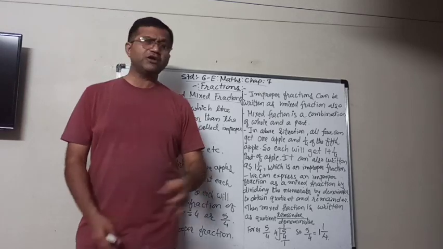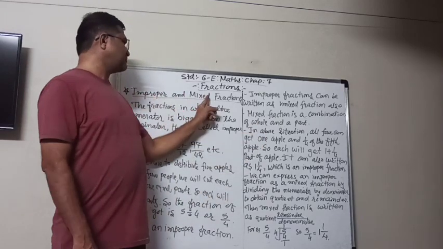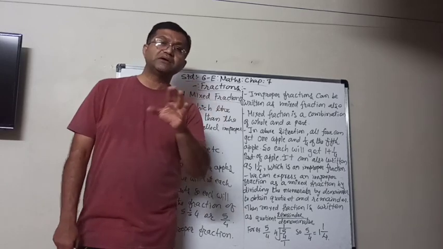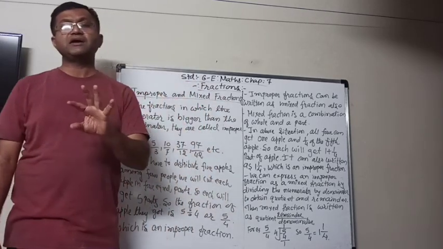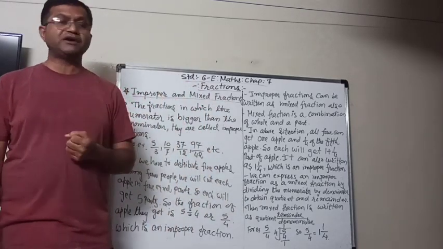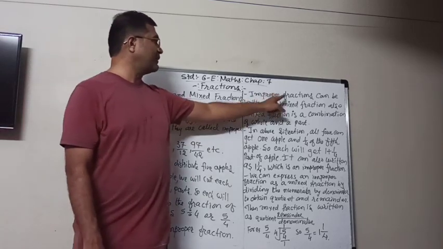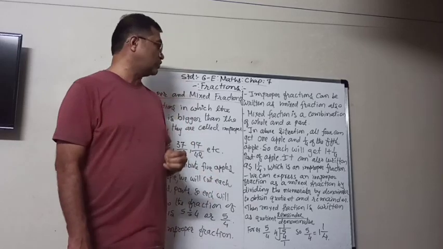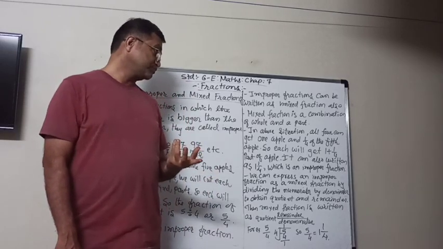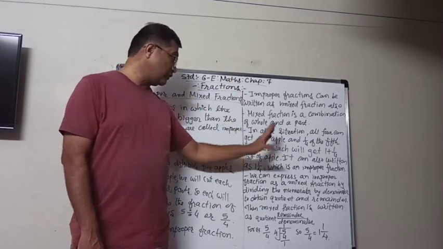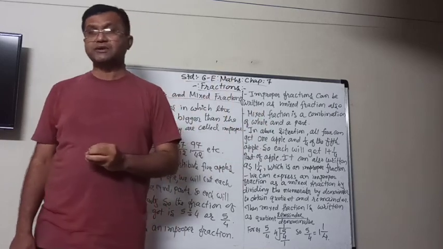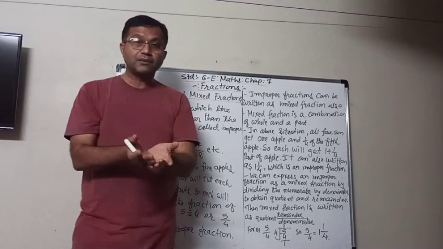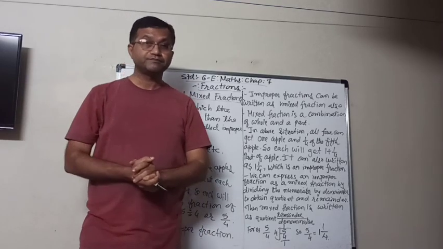Now as I told you, improper fractions and mixed fractions can be represented as different things. For example, an improper fraction can be written as a mixed fraction also. How? That we will learn now. But what is a mixed fraction actually?